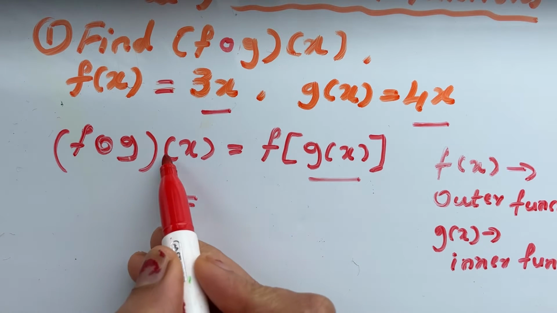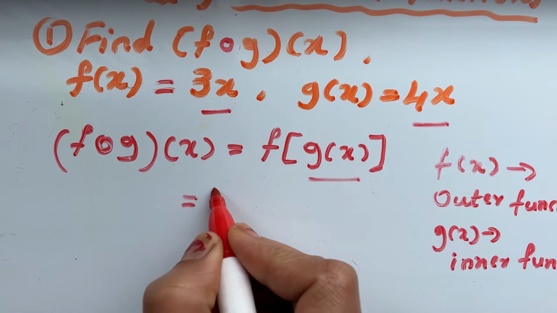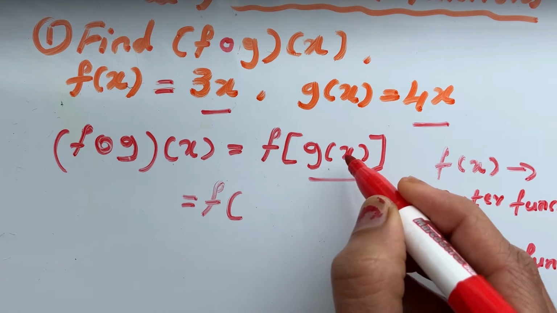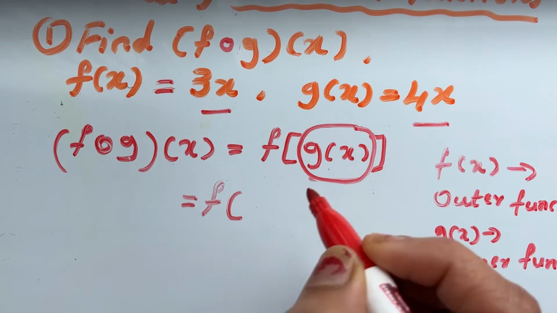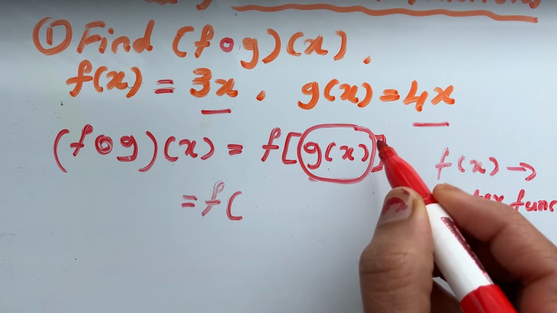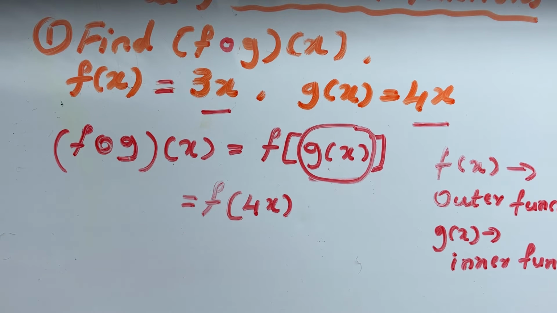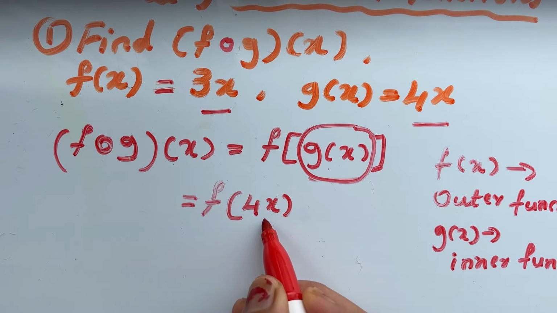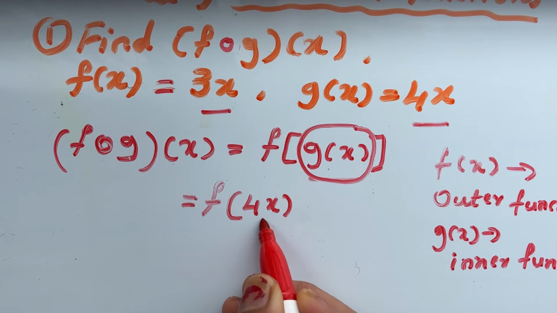First write f composition g of x as f of g of x. What is g of x? G of x is nothing but 4x. You have to just substitute the value of g of x, which is 4x. So this is f of 4x. That means you are sending this 4x, which is g of x, through the function f.